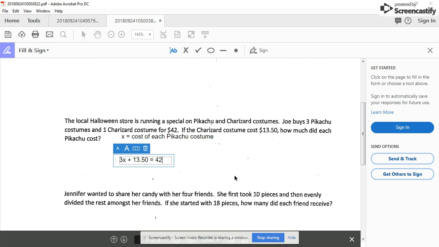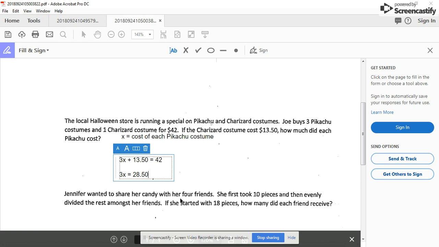Next up, we're going to solve it. So we're going to go ahead and subtract 13.50 from both sides. So that gets me 3x equals, what does that get me? 29.50? Nope, 28.50. Let's see, is that right? 42 minus 13.50, yes. And then we're going to divide 28.50 by 3.